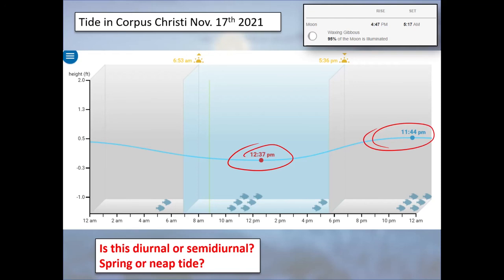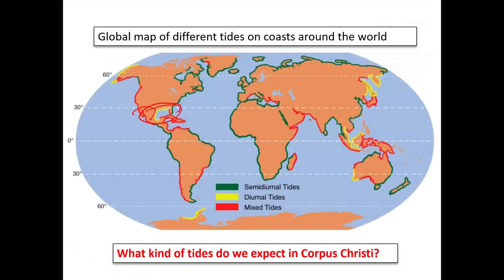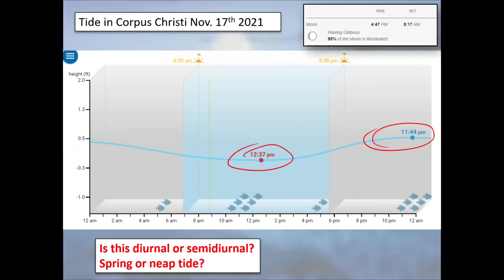So we call this a diurnal tide, which makes perfect sense because on this map, we saw that Corpus Christi is a diurnal tide. Another thing I wanted to show you, here's the moon on that day. It was a waxing gibbous. So what do you think? Is this going to be a spring tide or a neap tide? This is going to be closer to a spring tide. So again, you can see that the tidal heights are pretty low. Look at the difference between low tide and high tide during what is mostly a spring tide. It's still pretty low.